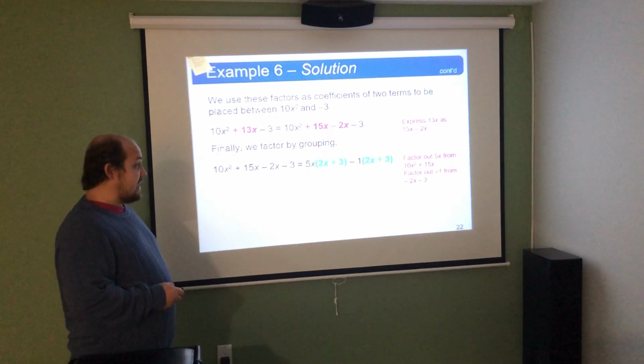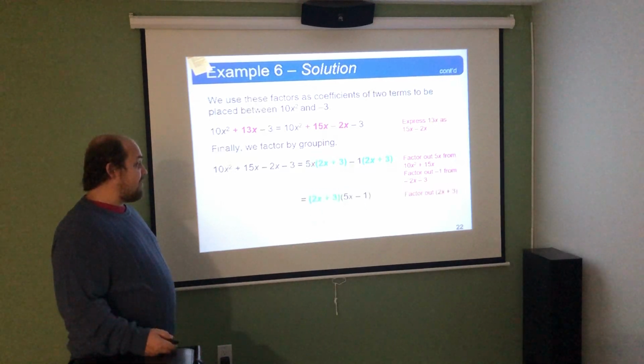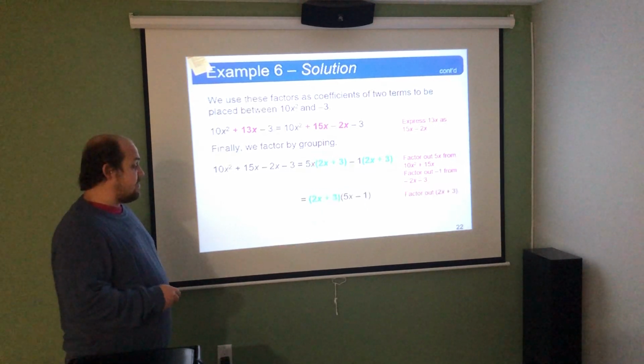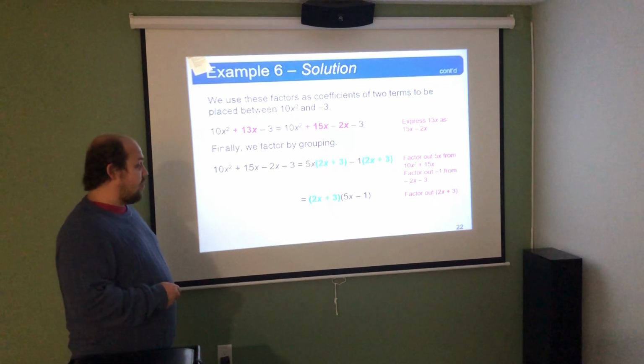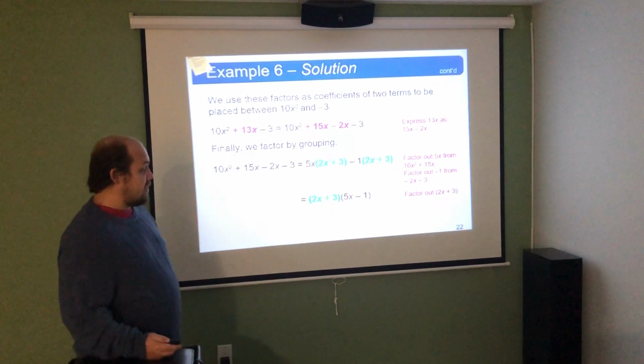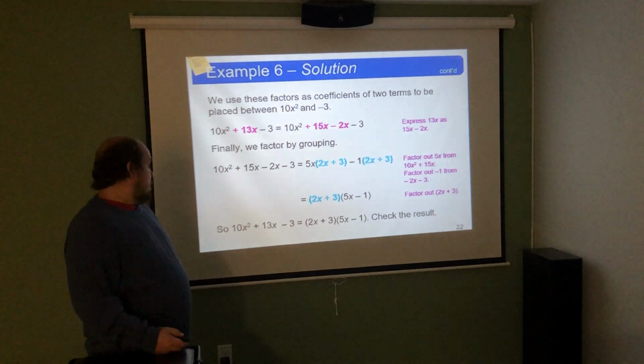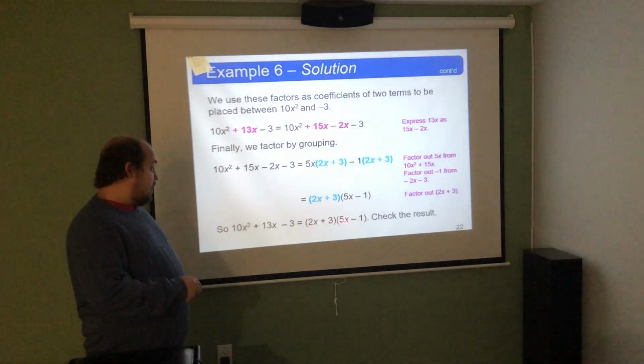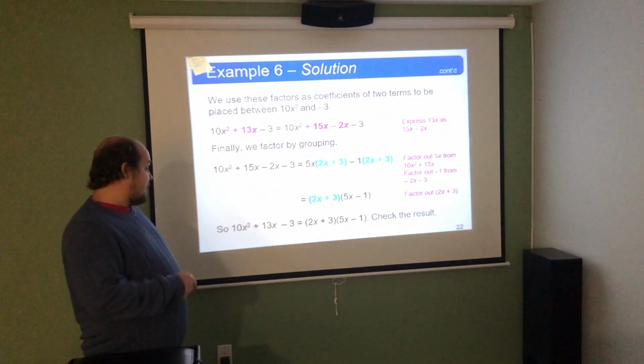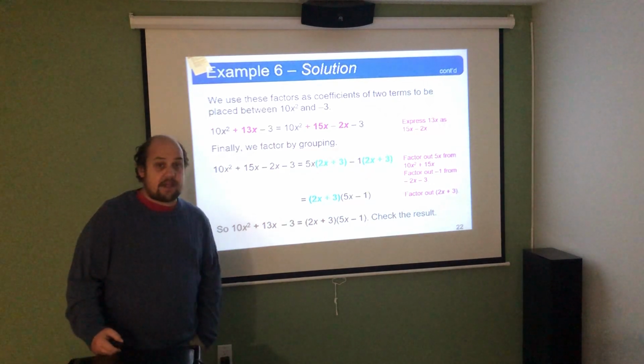On the insides, I have, on the outside, 5x minus 1. That means in my factor by grouping, it should be outsides times insides: 5x minus 1 times 2x plus 3. I can check back. When I multiply these out, I do get back to 10x squared plus 13x minus 3.